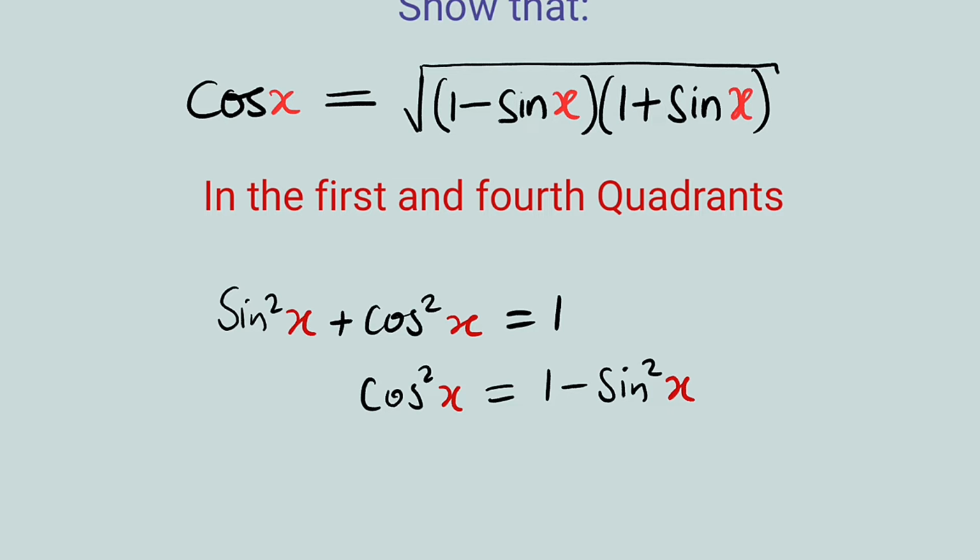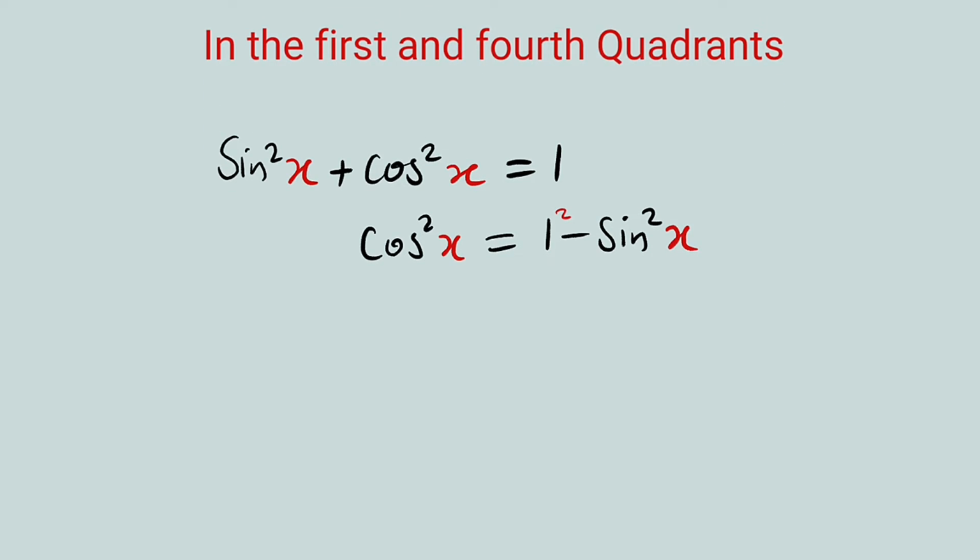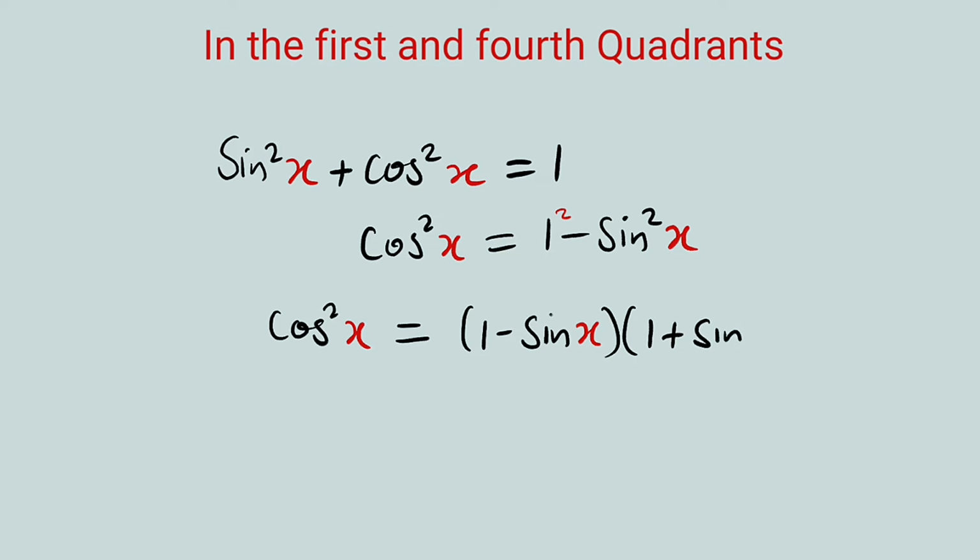And 1 minus sine squared x is nothing but difference of 2 squares, because 1 can be written as 1 squared. And 1 squared minus sine squared x can be factorized as 1 minus sine x multiplied by 1 plus sine x. Therefore, to the left hand side, we still have cosine squared x. And to the right hand side, we have 1 minus sine x multiplied by 1 plus sine x.